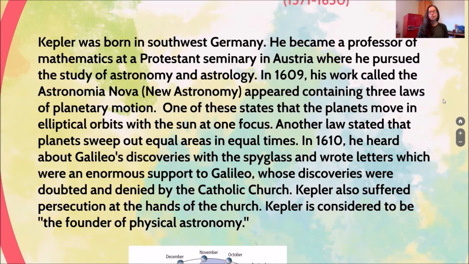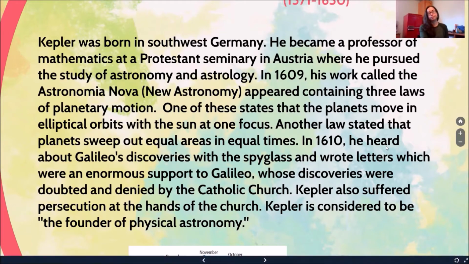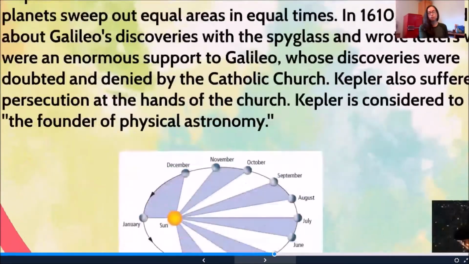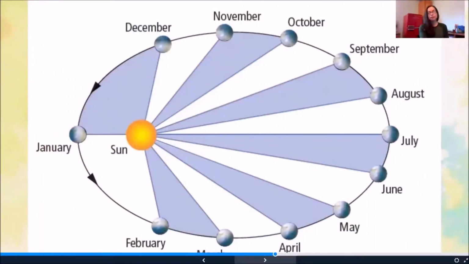One of these states that the planets move in elliptical orbits with the sun at one focus. Another states that the planets sweep out equal areas in equal times. In 1610, he heard about Galileo's discoveries with the spyglass and wrote letters which were an enormous support to Galileo. The discoveries were doubted and denied by the Catholic Church, though. Kepler also suffered persecutions at the hands of the church. He is considered to be the founder of physical astronomy. We can see here how he proposed that the earth moves around the sun.